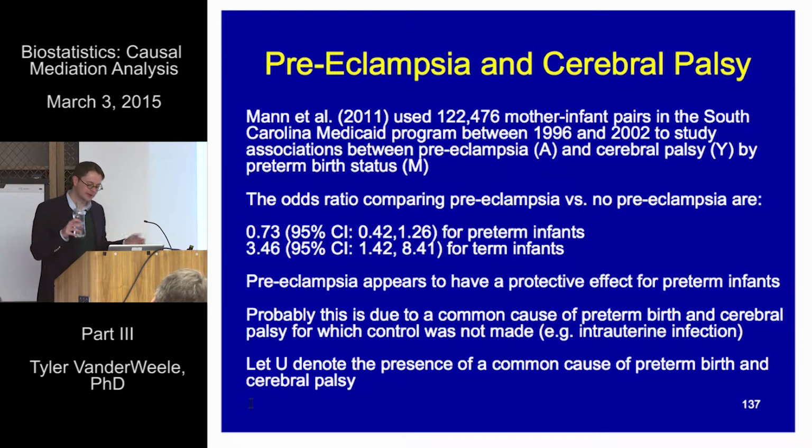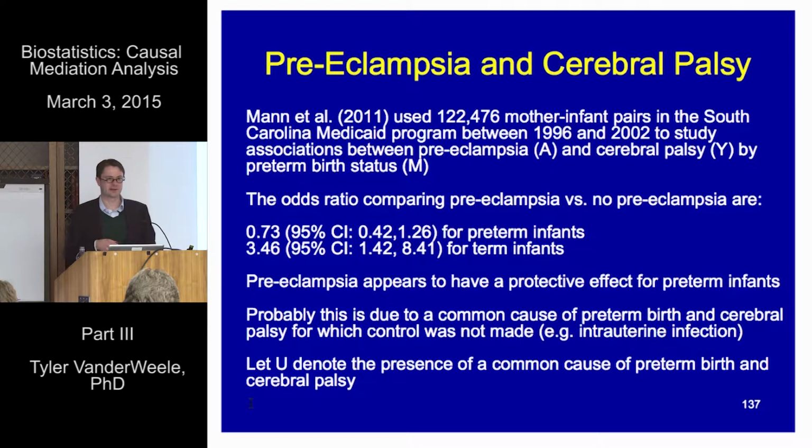Let's look at a second fairly similar example. This was a study published in 2011 looking at 122,000 mother-infant pairs in the South Carolina Medicaid program between 1996 and 2000, and looking at associations between pre-eclampsia, taken as the exposure, and cerebral palsy for the infant, taken as the outcome, and they did this analysis stratified by preterm birth status. So again, this is like getting at the direct effect of pre-eclampsia on cerebral palsy, not through preterm birth, for preterm infants and for full-term infants.